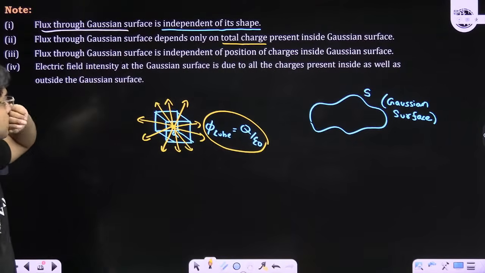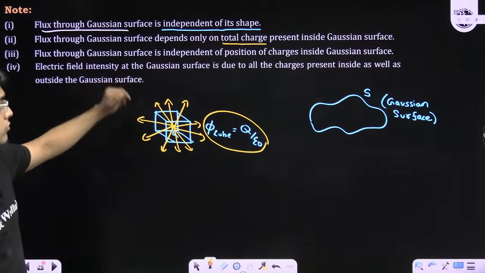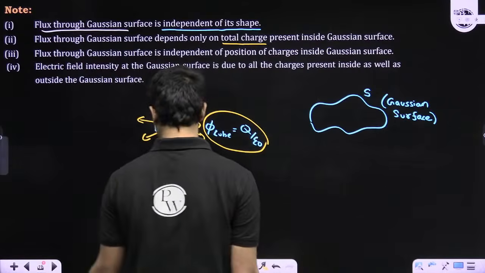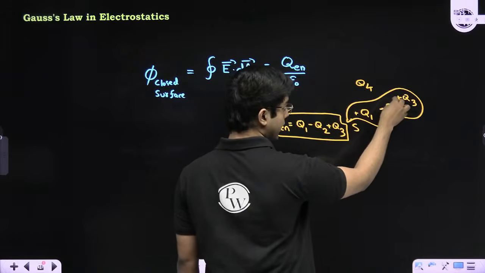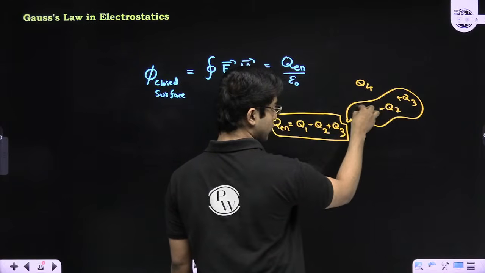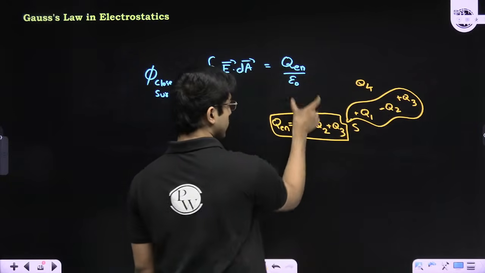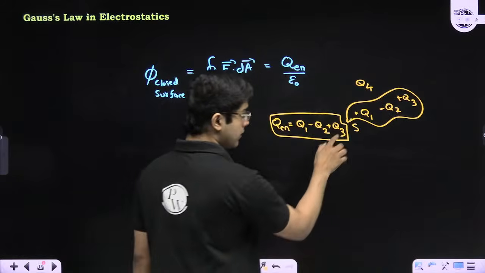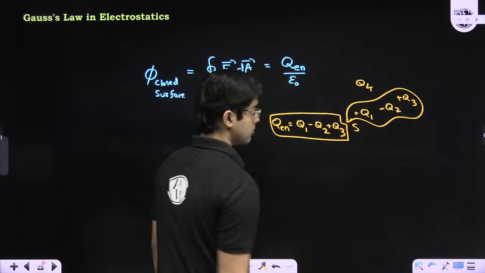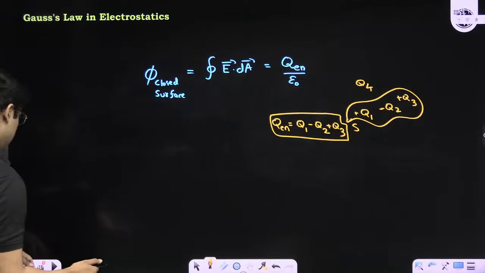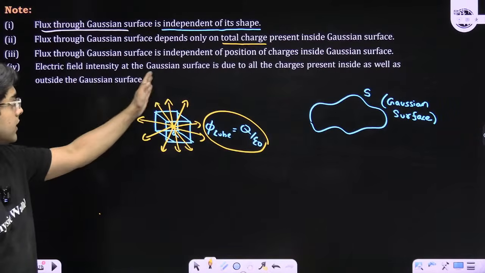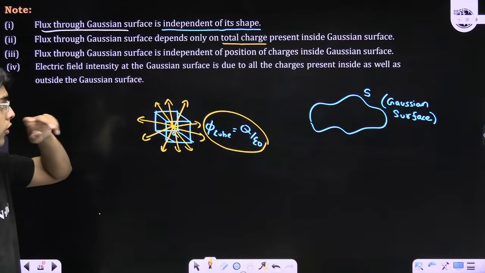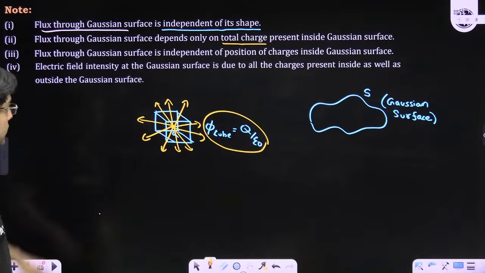That is point number 2. It is independent of the position of charges inside the Gaussian surface. That is also straightforward, because if you take this Q1 and put it in place of Q2, and minus Q2 you put it here, then also Q enclosed is the same. So it doesn't matter where exactly these charges are placed, Gauss law is still true. Then, electric field intensity at the Gaussian surface is due to all the charges present inside as well as outside the Gaussian surface.